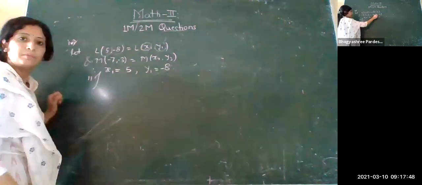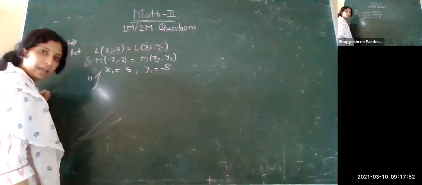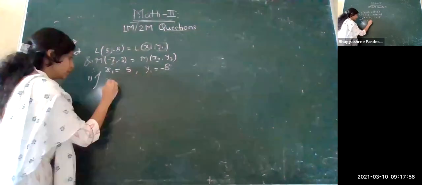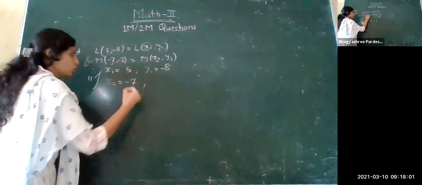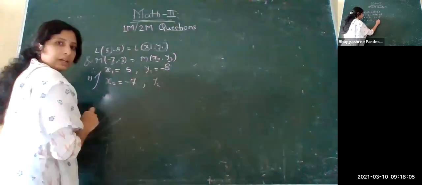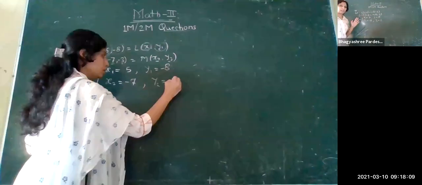Similarly, here the first term represents x2. Here for N, the first one represents minus 7. So x2 is equal to minus 7. For y2, the second one is minus 3. So here we got y2 is equal to minus 3. Okay. Now the 4 values are done.